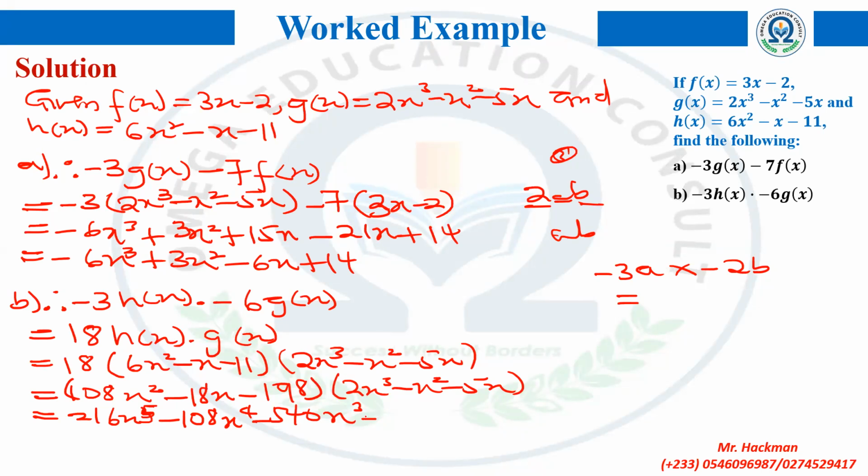That's my point. Okay, so that will give us minus 36x to the power 4. Then this one will give you plus 18x cubed. Then the other one will give you plus. So we are going to get plus 18 times 5, which will give us 90x squared.